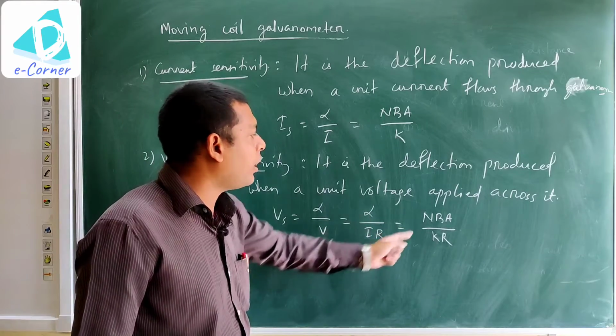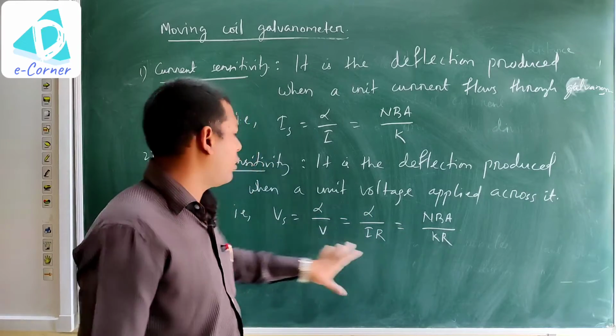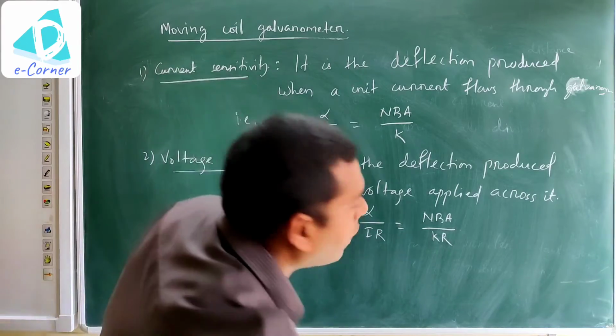So again, alpha by I equal to MVA by K into R. This is the voltage sensitivity.